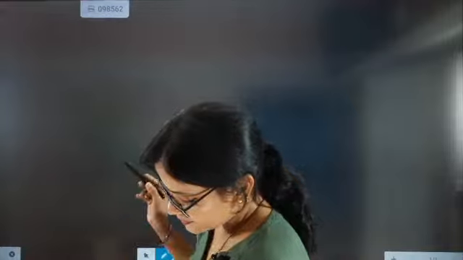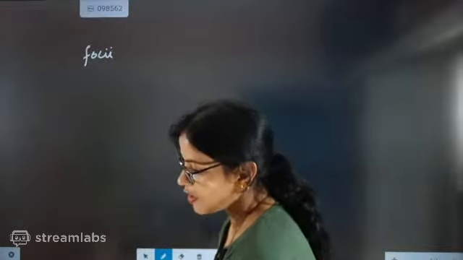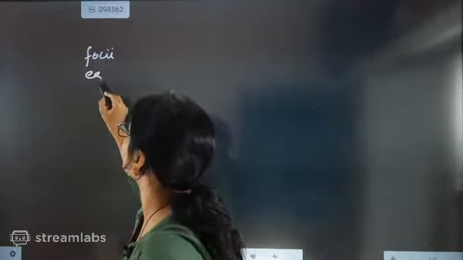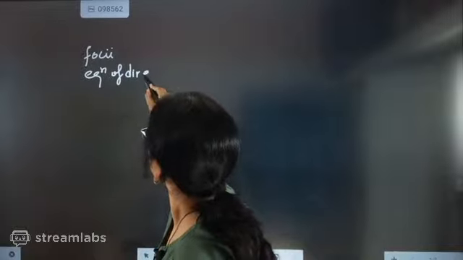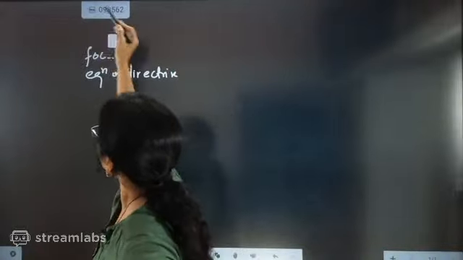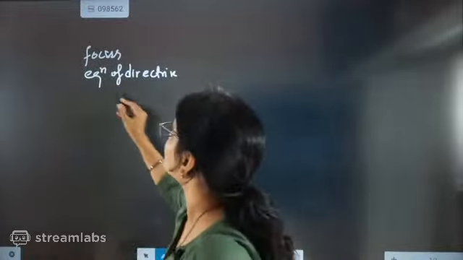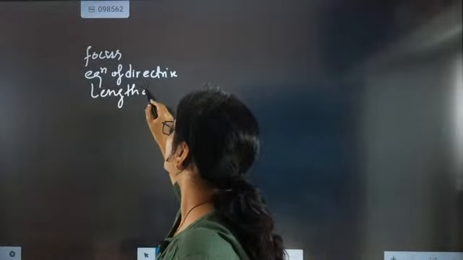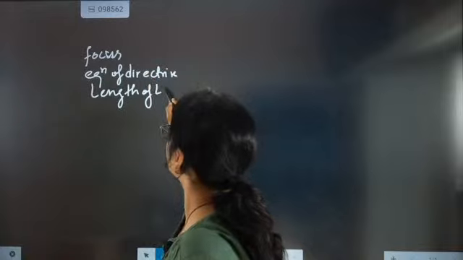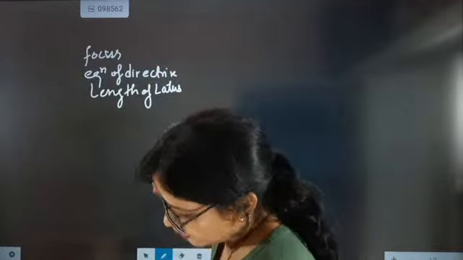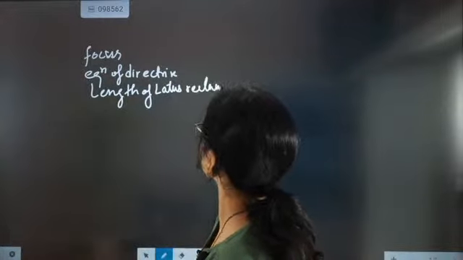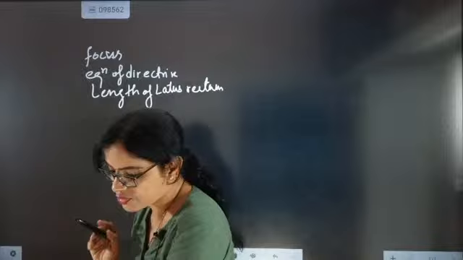Fine, so we are going to start, beta. First question: find the coordinates of the foci, the equation of directrix, and the length of latus rectum. Foci, because more than one equation is given there. These three you have to find, beta.